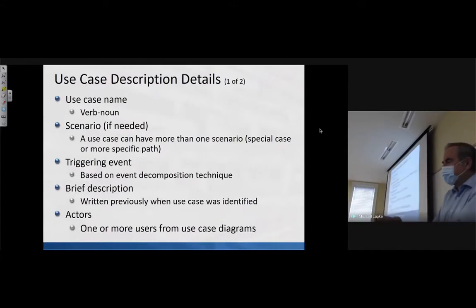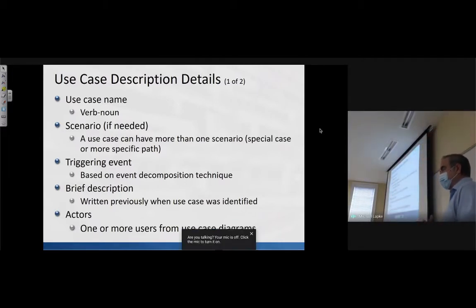So as we said before, the use case name is a verb and a noun. So what are we doing, and what are we doing it to? The scenario is the context or the setting by which it might happen, the triggering event. This goes back to the event decomposition technique, things that might cause it to happen. You don't necessarily have to have identified your use cases using the event decomposition technique to find triggers.